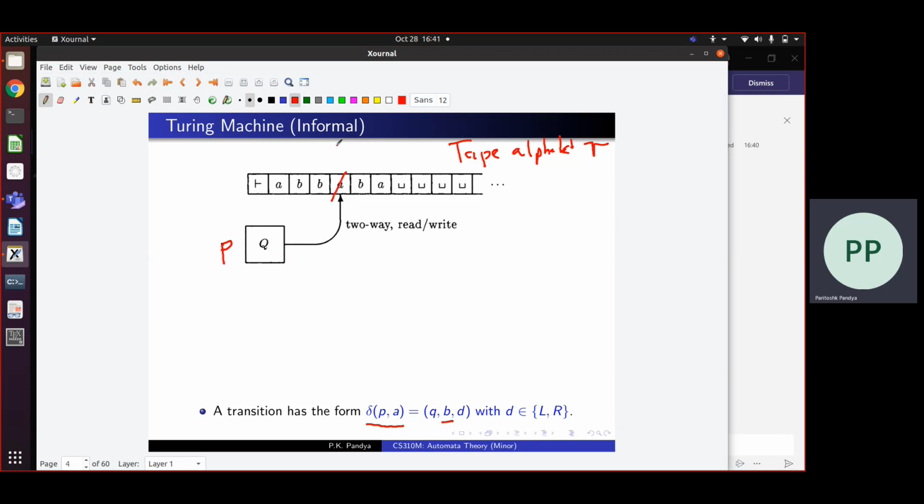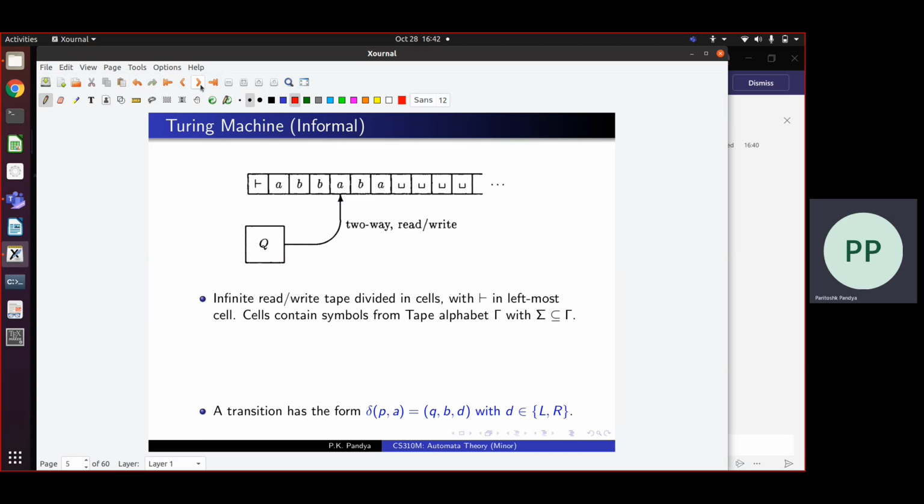So this A will get rewritten by B, and then the head will move either one step to the left or one step to the right. So one of the actions of the Turing machine is the direction in which the head moves, which is either L or R. So suppose this move was L, then the head position will come here, right? Each transition will look like this, and we will have a set of transitions. We will also allow epsilon to occur here, so you can make a move without looking at the current symbol. That is what a Turing machine is.